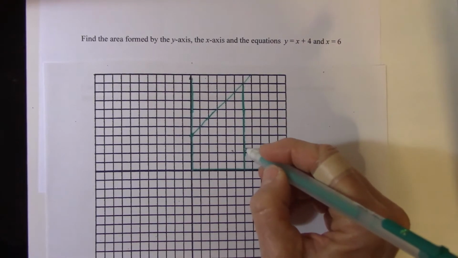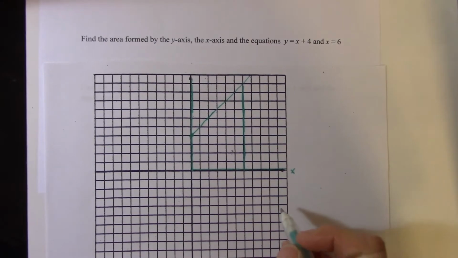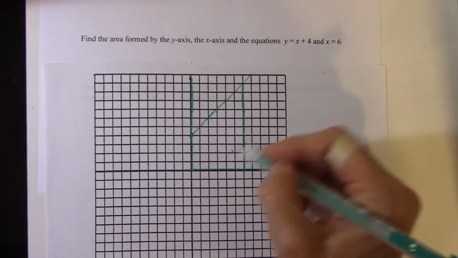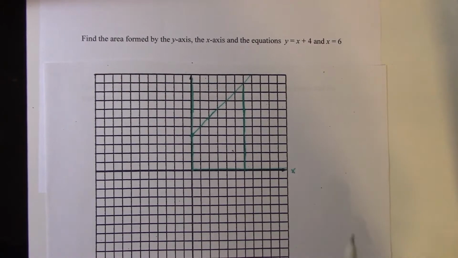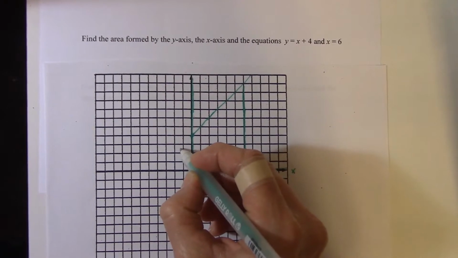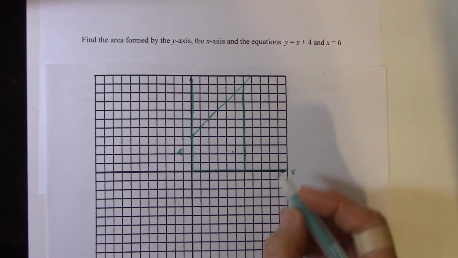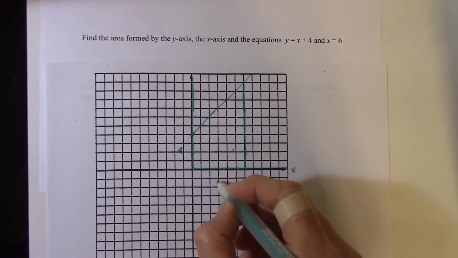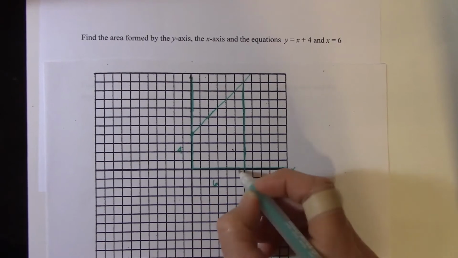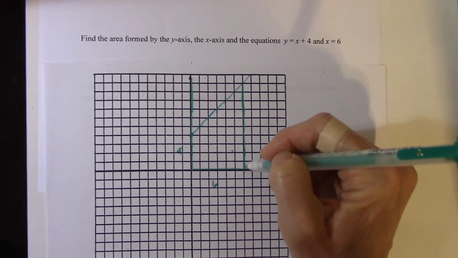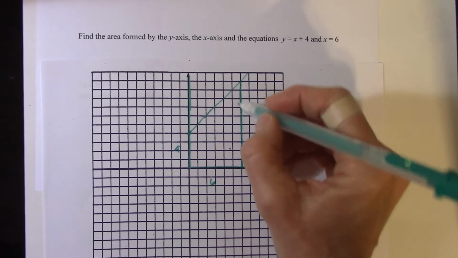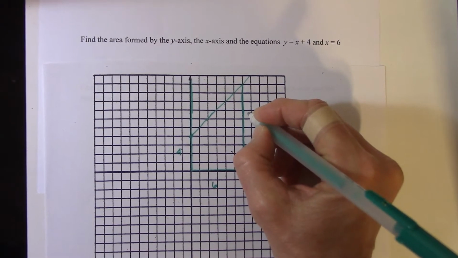Okay, so when we see this, there is our enclosed region. We're going to find the area of it. It is a trapezoid. The height here, this measurement, is 4. This is 6 right here. And this length, when we count it, we come up with it being 10.